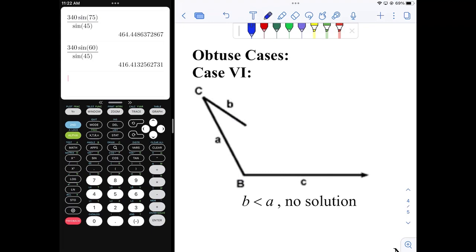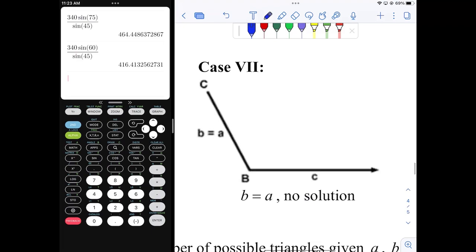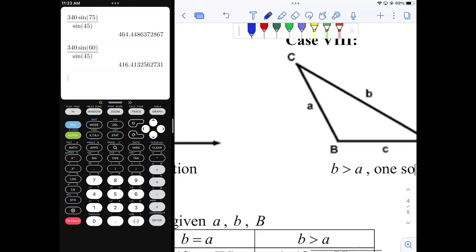If the side opposite the given angle is less than A, what's going to happen as we try and reach the other side if it's smaller than A? Are we going to reach this base? Not at all. So there's going to be zero solutions, no solutions. We're on case 7 already. What if they equal each other? Well, in the acute case, there was one isosceles triangle. But if they equal each other now, there's no solution because it has to be longer than A in order to reach the other side. So no solution. You can visualize that.